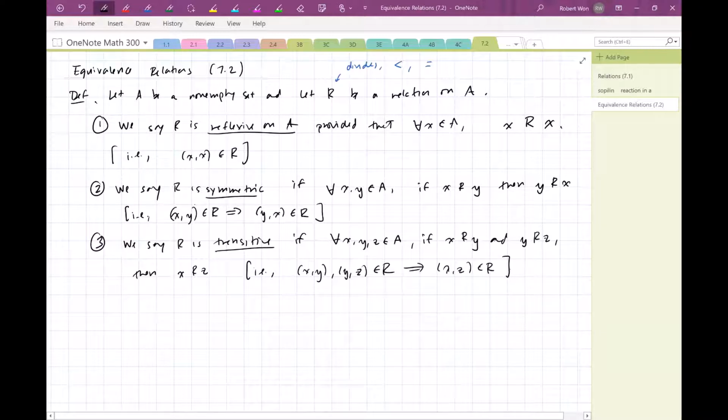Okay, so these words we've actually heard before. Reflexive, symmetric, and transitive. Basically, we said that equality is reflexive and symmetric and transitive. But we can think about these properties for other things and ask, do other things have any of these properties?